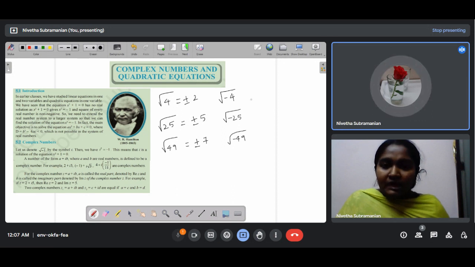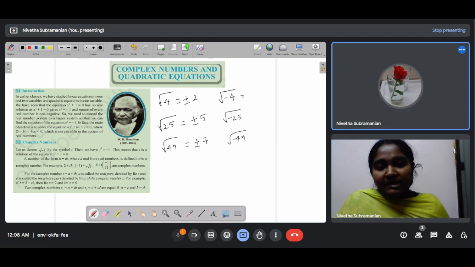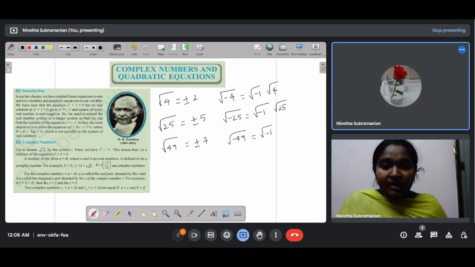In order to get rid of this problem, scientists have done a lot of research regarding this and have found a new theory of complex numbers. Let me tell you briefly about that. When I consider root of minus 4, I can rewrite it as root of minus 1 into root of 4. I'm going to rewrite root of minus 25 as root of minus 1 and root of 25, and root of minus 49 as root of minus 1 into root of 49.